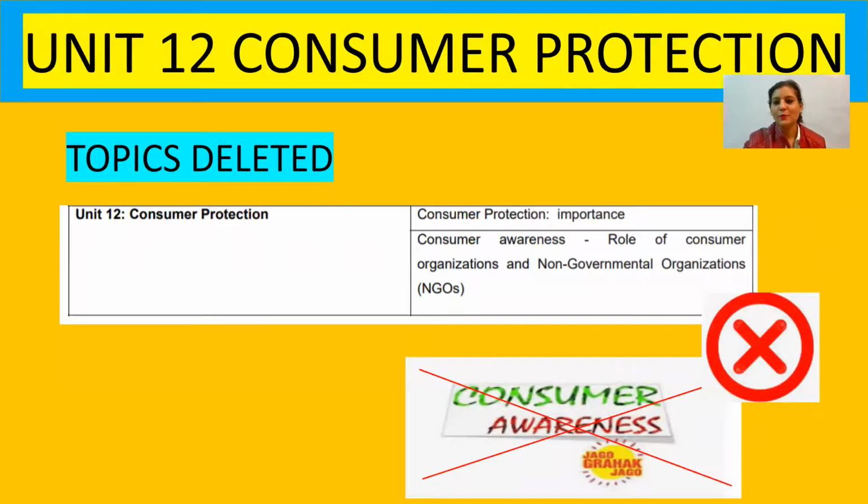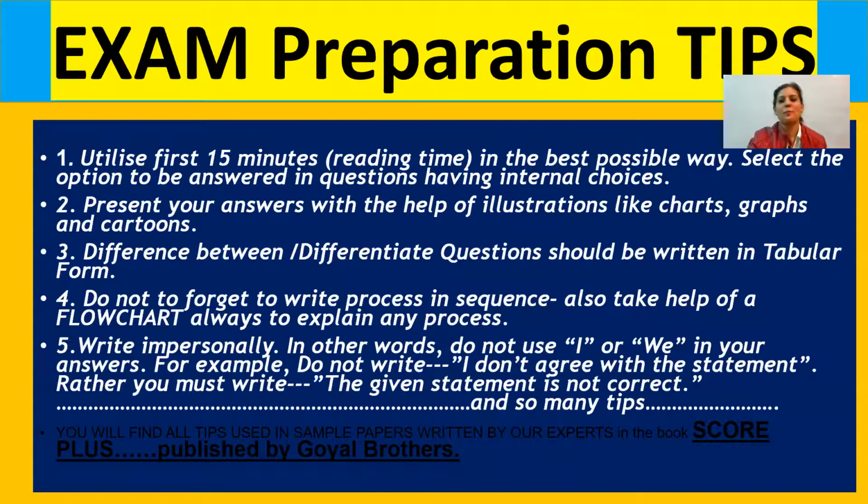Now, from chapter 12, what is deleted? Consumer protection importance is deleted. Consumer awareness deleted. Role of NGOs deleted. NGO, non-governmental organization. So these topics have been deleted.